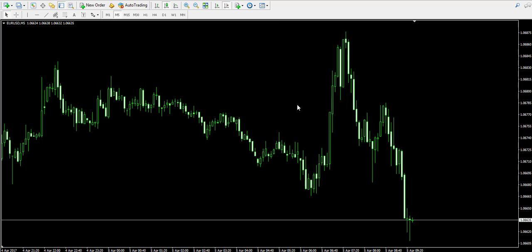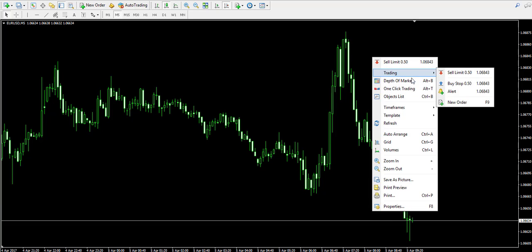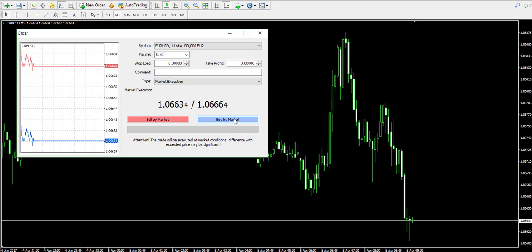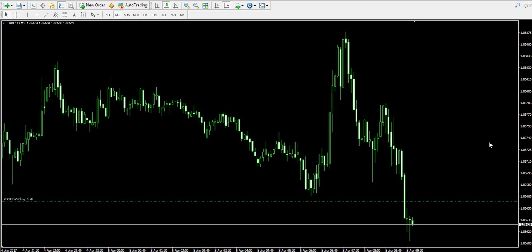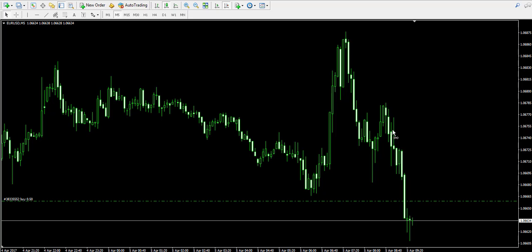So currently I'm looking at the 5-minute chart of the euro dollar forex pair, and what I'm going to do is to buy half lot of the euro dollar, and now I will tell you why I did this.